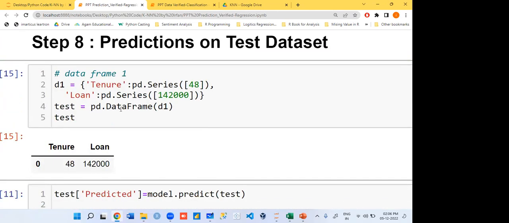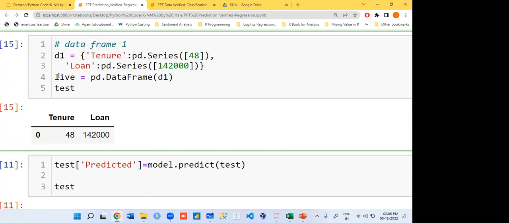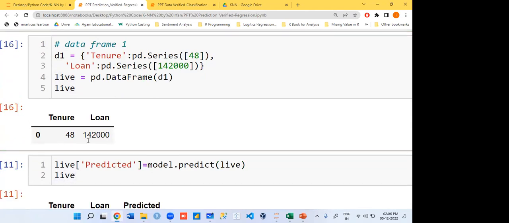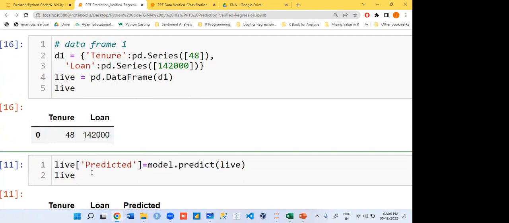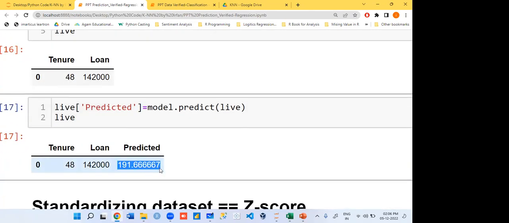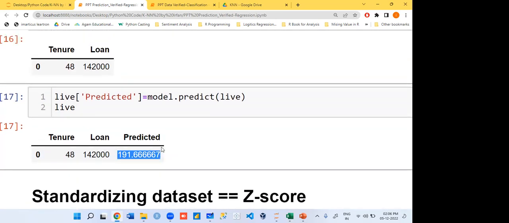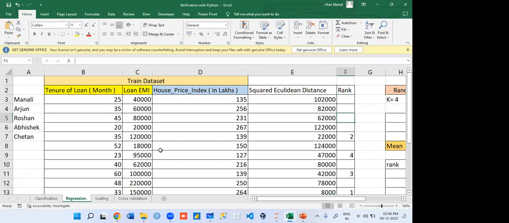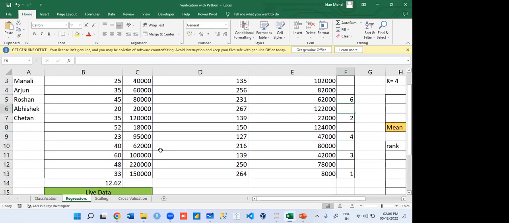This is your live data. Compare the value exactly same. What is the prediction we get answer as an average? Just cross check. Compute average. I am getting 191. This is correct. So you should get 191 only. He is getting correct answers, Sarang.